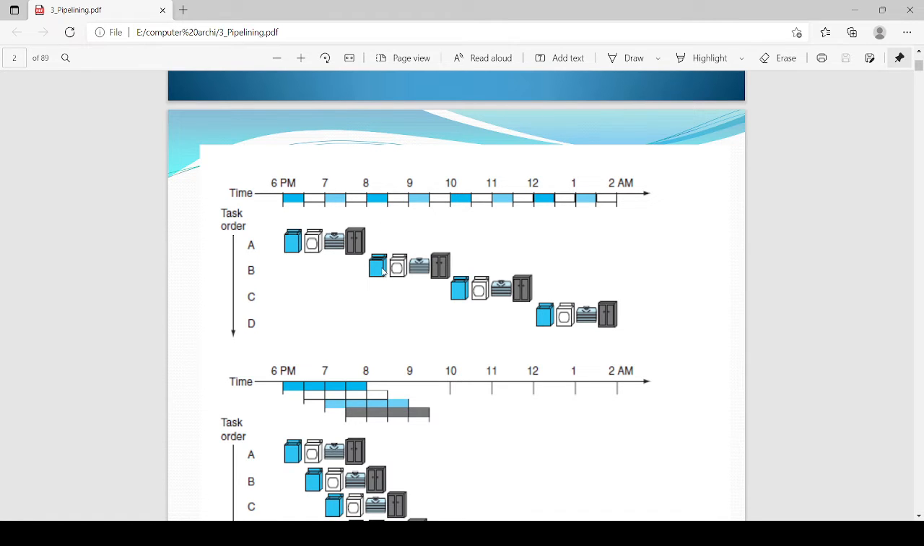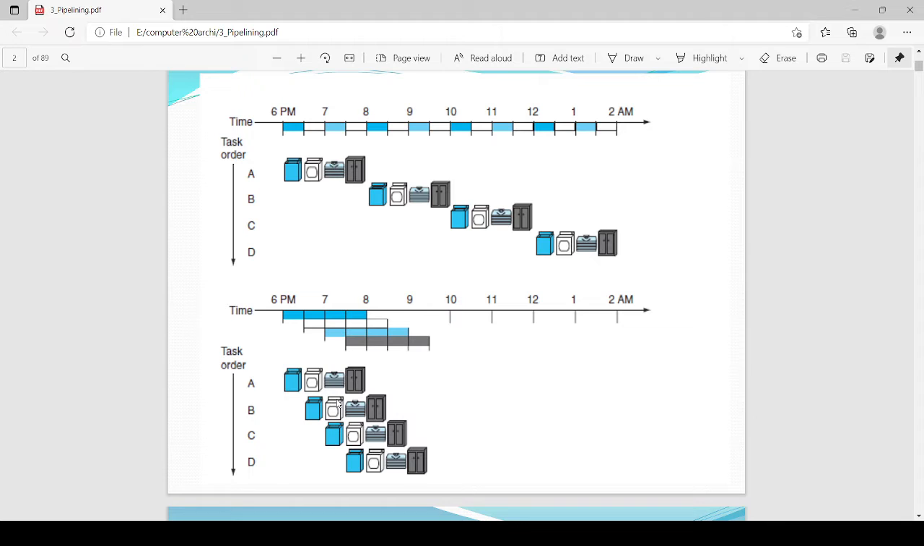The second student starts washing only after 8 o'clock. So the 4 students can complete this washing only at 2 a.m. This is a non-pipelining activity.